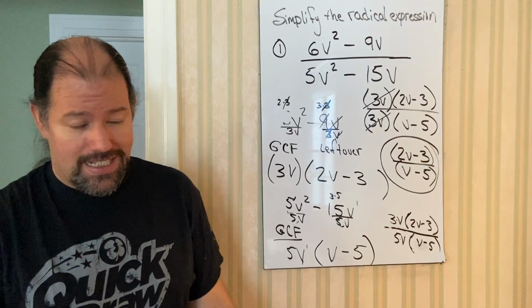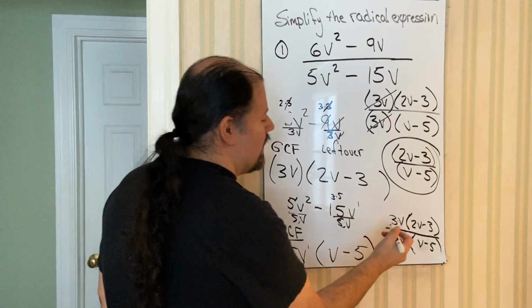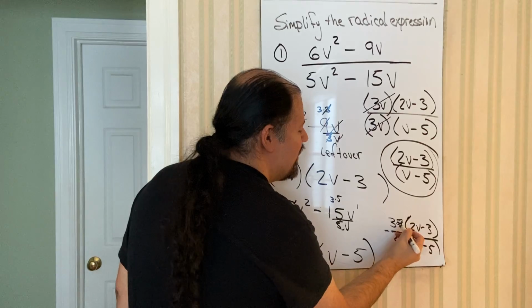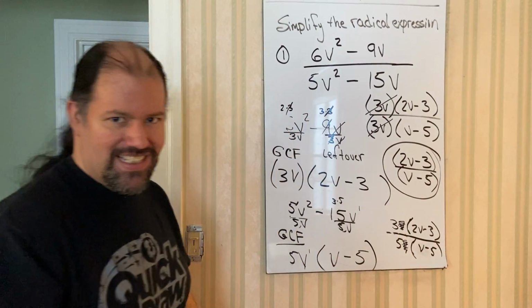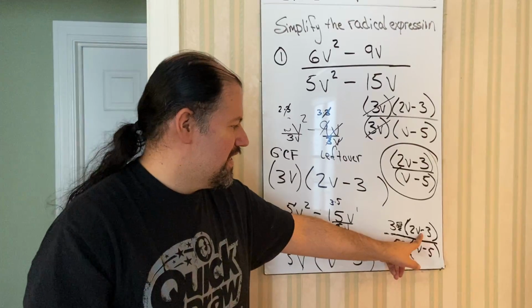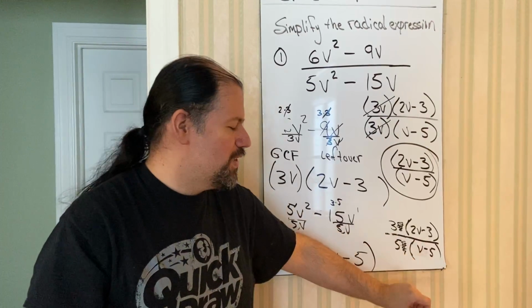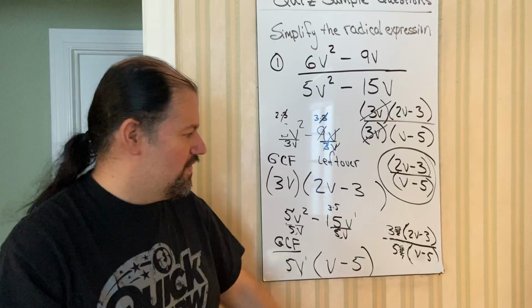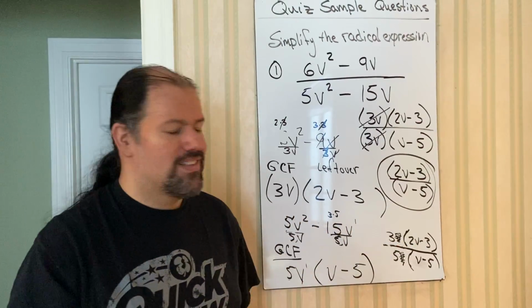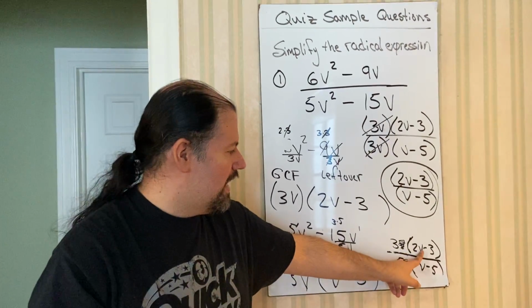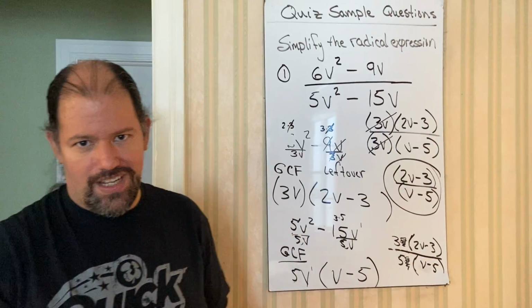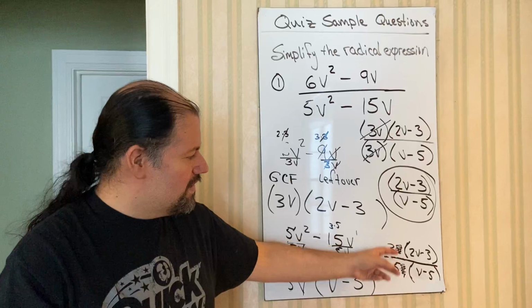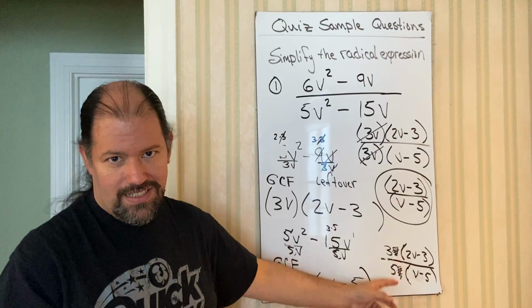Now why am I pointing that out? Because then you can see that a monomial v can cancel out with a monomial v. You cannot do that here and here because this is a binomial v. This is married to the 5. This is married to the 3. You cannot cancel out this and this because you can't cancel out the 3 with the 5. But when they're monomials like this, you can.